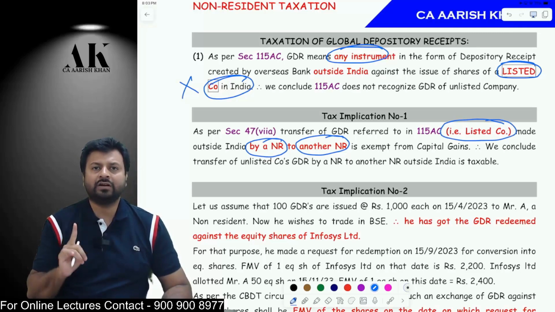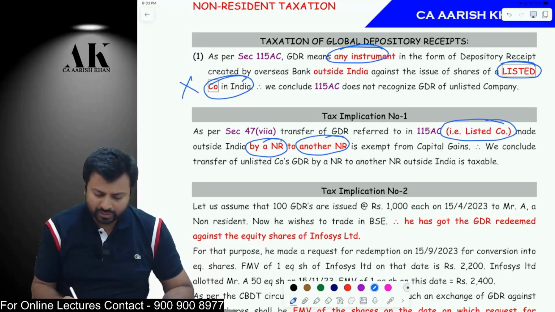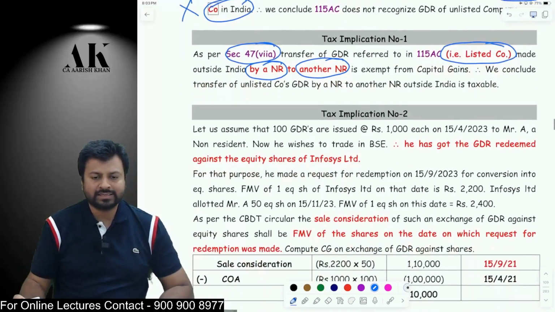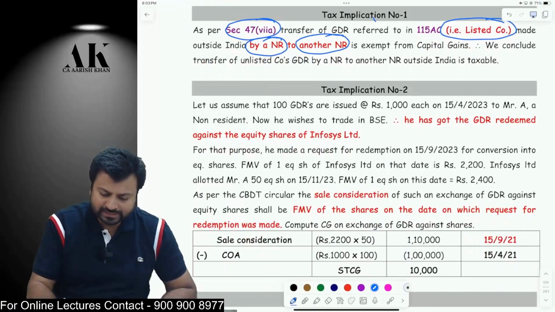So, if a GDR of a listed company is sold by one NR to another NR, then it is exempt under section 47(7)(a). Okay. It is not taxable. It is an exempt transfer under section 47(7)(a). This is tax implication number one.